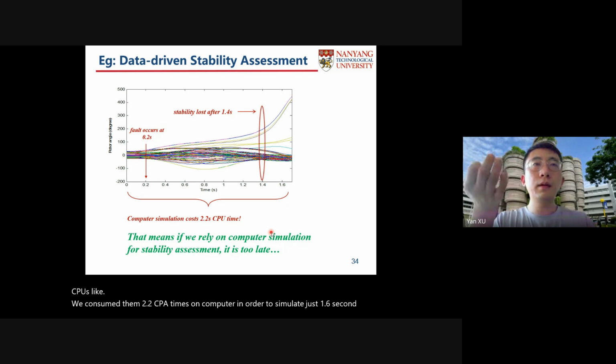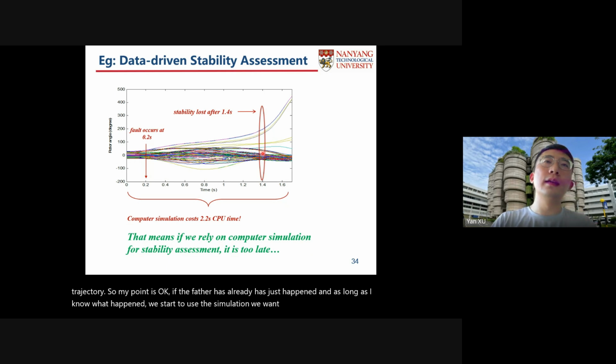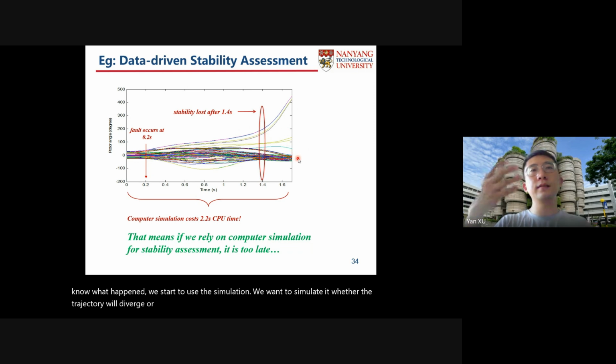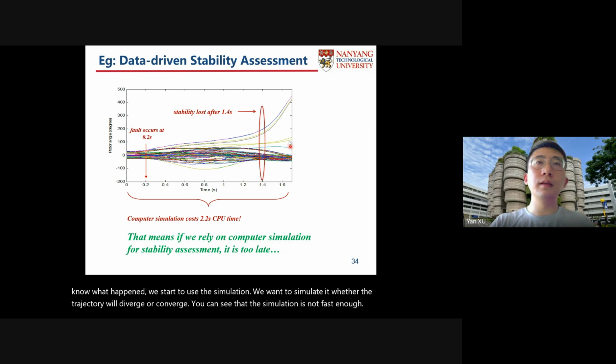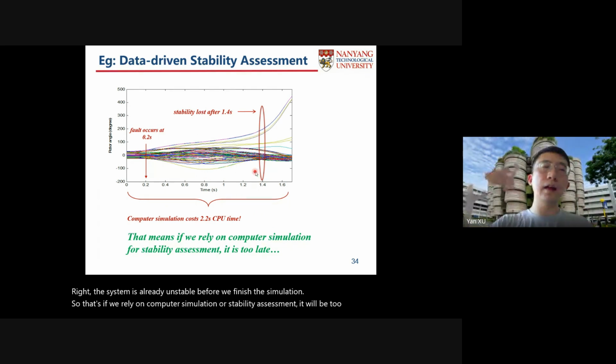So my point is, if the fault has just happened, and as long as we know the fault happens, we start to use the simulation. We want to simulate whether the trajectory will diverge or converge. You can see that the simulation is not fast enough, right? The system is already unstable before we finish the simulation. So that means if we rely on computer simulation for stability assessment, it will be too late for the online analysis.